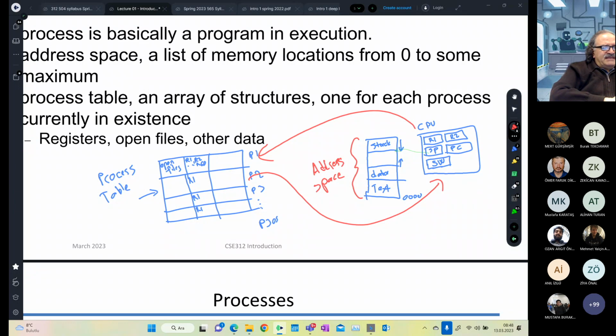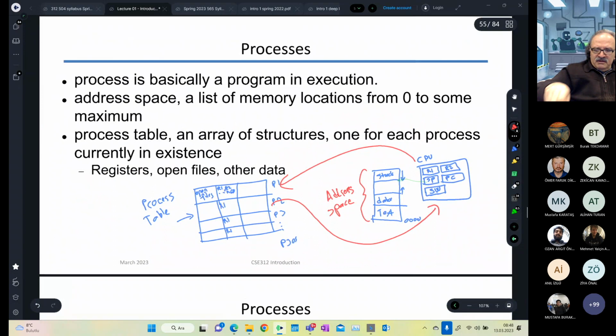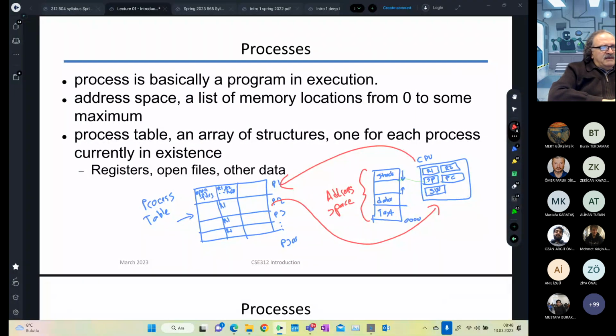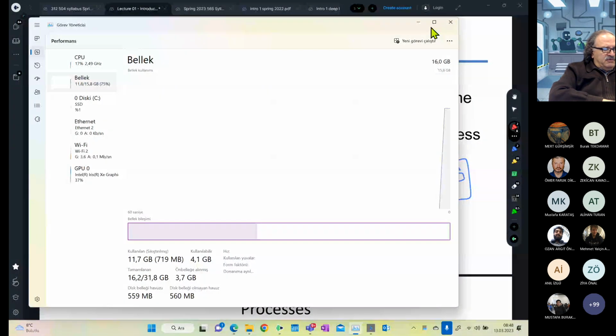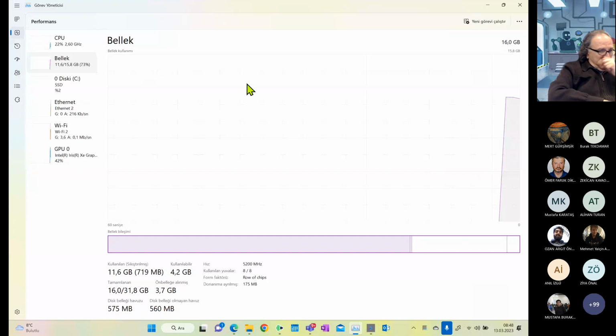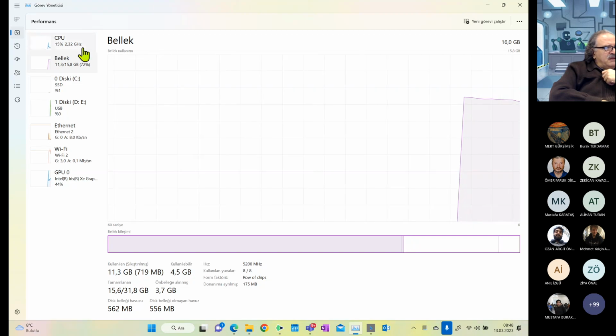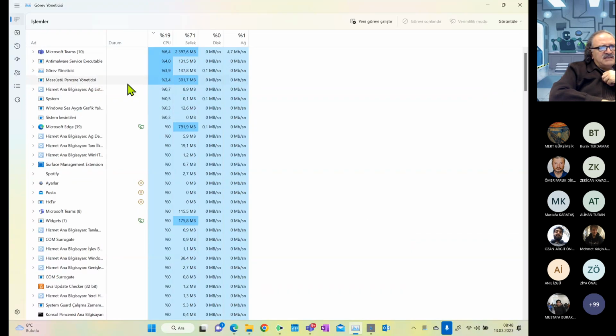Of course, this process table is not this simple. In the next chapter, we are going to see what other things we have in the process table. Other than the registers, I have lots of timekeeping data. If you'd like to know what things you keep in your process table, whatever operating system you are using, I am using Windows right now, I go there and open the processes. These are my processes.